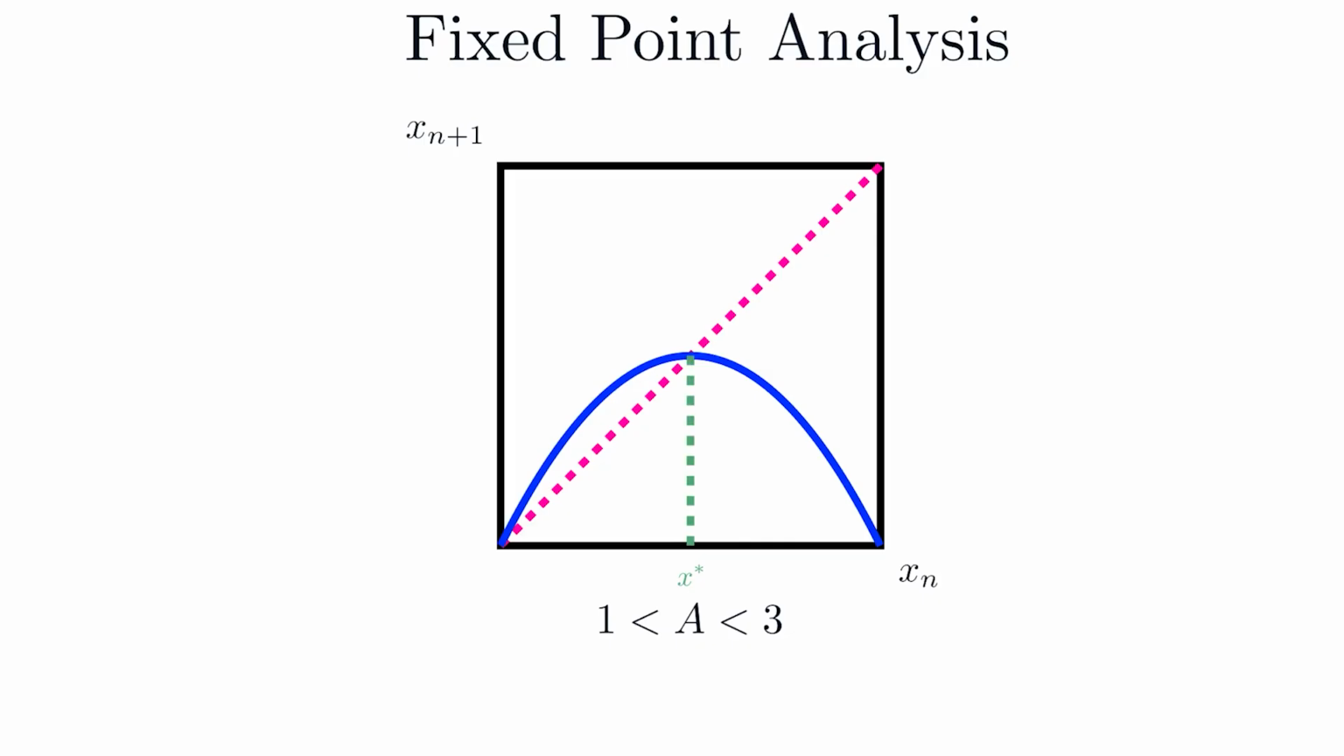If I start with the given value of x naught over here, then I go to the function to figure out where the next point is. I go over to the 45-degree line to get the next starting point, up to the function again. So I go in the staircase fashion, and ultimately we converge to a fixed point value x star.